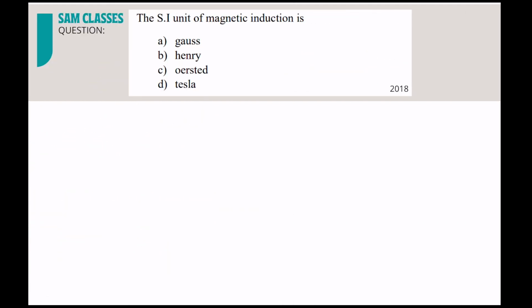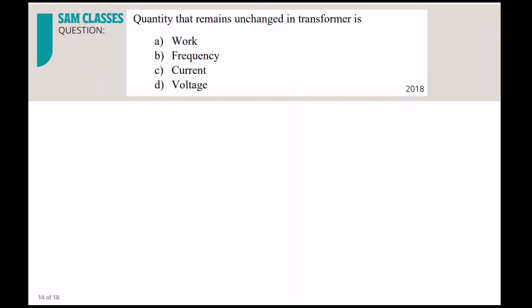Okay, coming to the next question. See, the SI unit of magnetic induction, anybody can say, Tesla. We know Tesla cars are coming, correct? And the Tesla factory has been opened in Bangalore also. So one Tesla is equal to 1 Weber per meter square. I think you all know that.